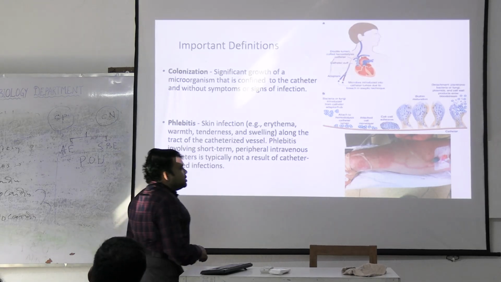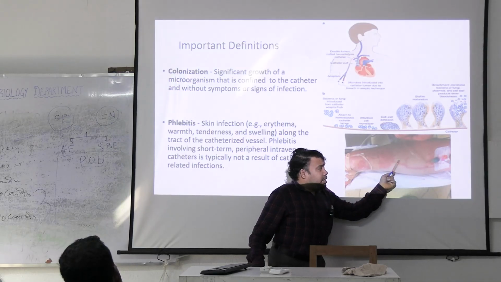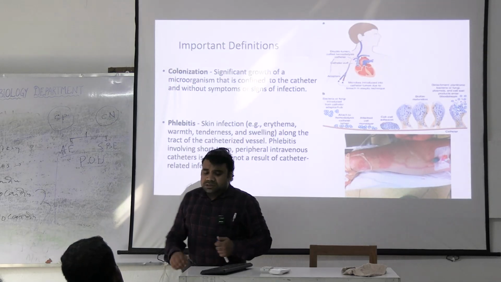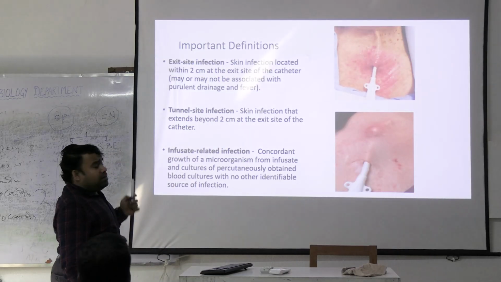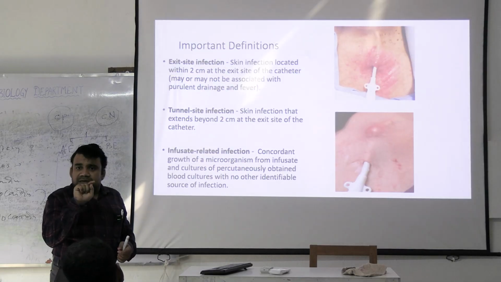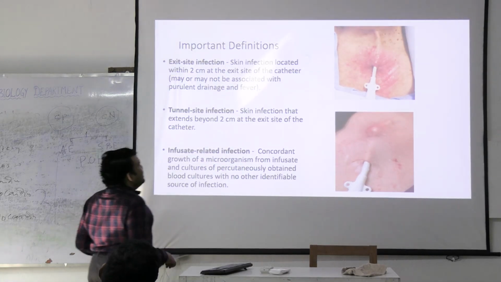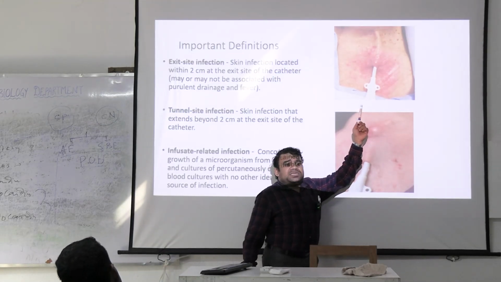Like this, you can see a peripheral line ছিল, infected হয়ে গেছে, vein গুলো infected and inflamed. I think you can see them. These are called as phlebitis. Then যেটা বললাম, যেখানে আমরা ইনসার্ট করেছি ওই যে স্কিনটা, that area might get infected. That is called as exit site infection. Exit means catheter যেখান থেকে বের হচ্ছে, that is called as exit site.